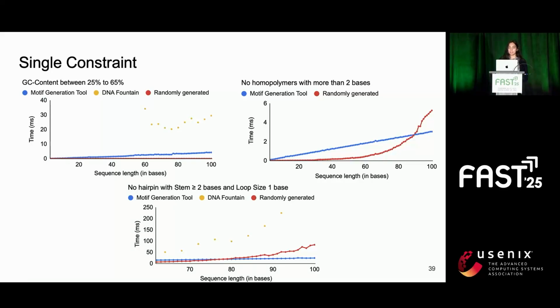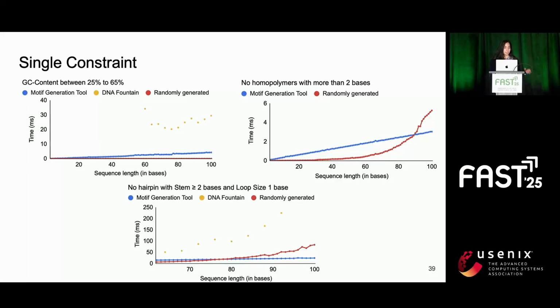You might notice that not all of the tools I mentioned in the previous slide are actually on these graphs. The ones by Sella et al. and Preuss et al. are not on any of these constraints graphs because the time they took to generate sequences was way higher than any of the other tools, taking up to several minutes compared to milliseconds for these tools.